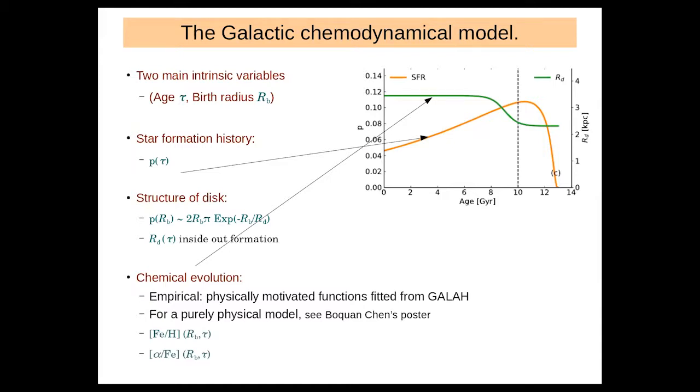The star formation history, which is the age distribution, rises early on and then gently falls. As for the structure of the disk, we assume an exponential disk, but the scale length is allowed to grow with time. So we have an inside-out formation. For chemical evolution, we start with physically motivated functions and fit them to the GALAH data. For a purely physical chemical model, there's a poster by Bob and Chen that I would suggest people to see.